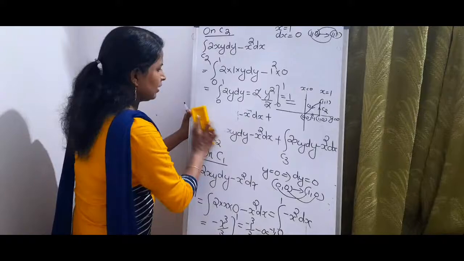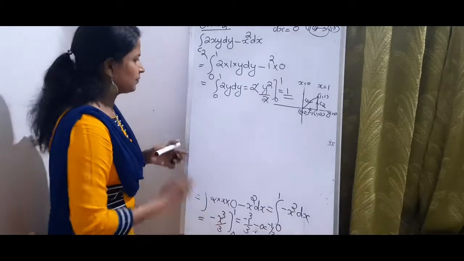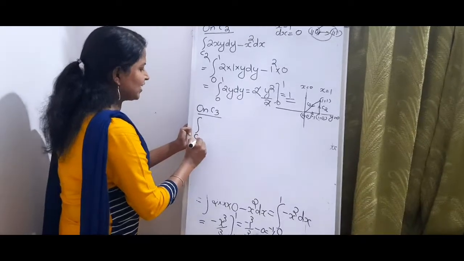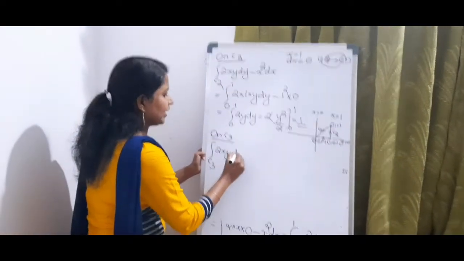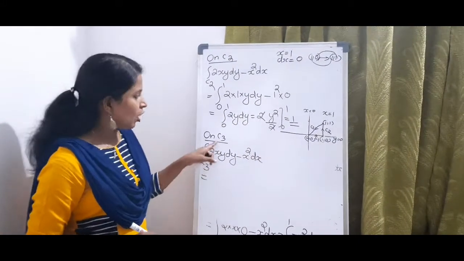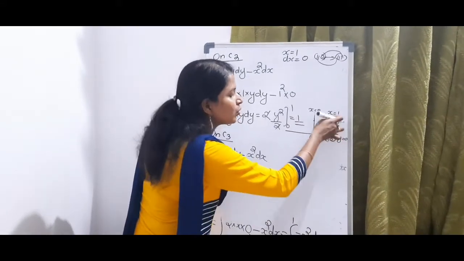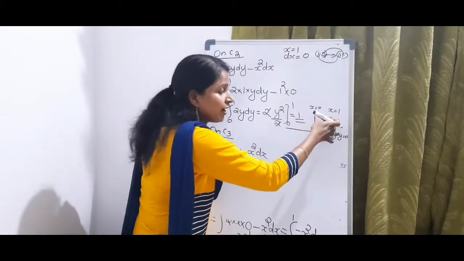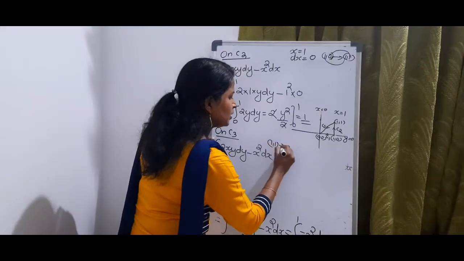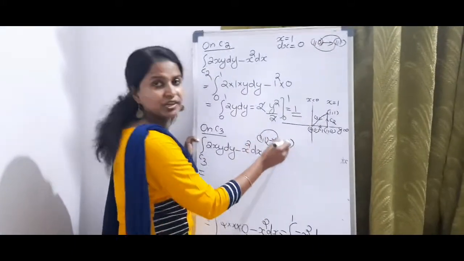One more integral: the integral on C3, the integral over C3 of 2xy dy minus x square dx. On C3 means this curve is C3, from (1, 1) in the anti-clockwise direction, so (1, 1) to (0, 0). Here the limit is (1, 1) to (0, 0). That is, x varies from 1 to 0 and y varies from 1 to 0.